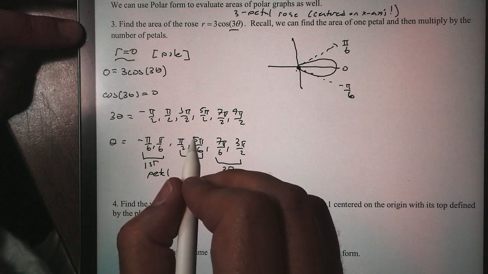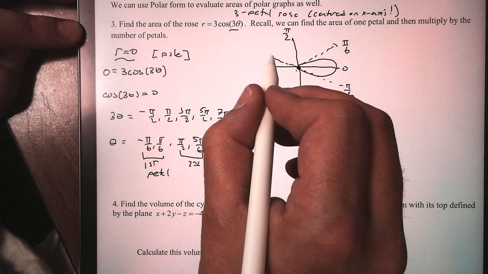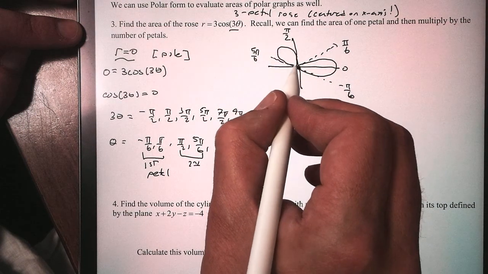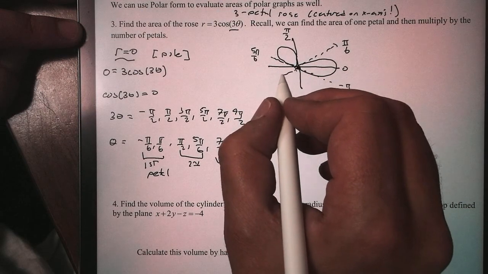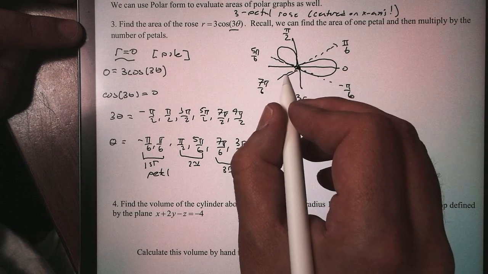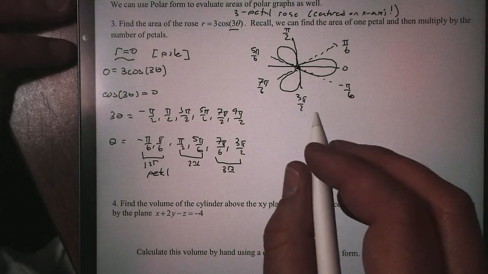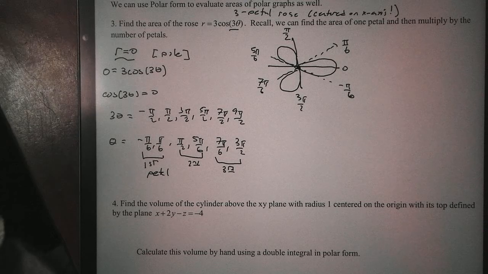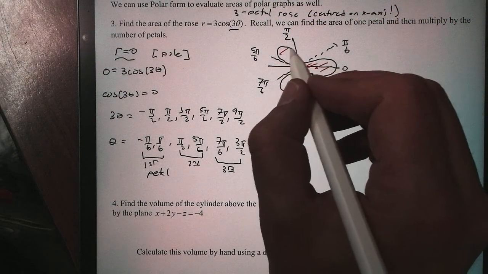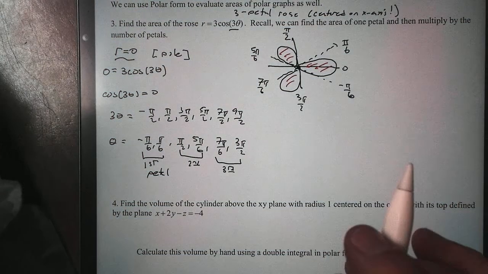And I can do the same thing here. At pi over 2, my radius is 0, and at 5 pi over 6, my radius is 0. So I know that I have another petal coming out over here. And then I've got, of course, 7 pi over 6 and 3 pi over 2, and I can draw my third petal. The world's ugliest looking rose. But it's Valentine's weekend right now, so hey, somebody might like that. We'll make it red just to spice it all up. There we go. And what we're looking for is the area of this rose.